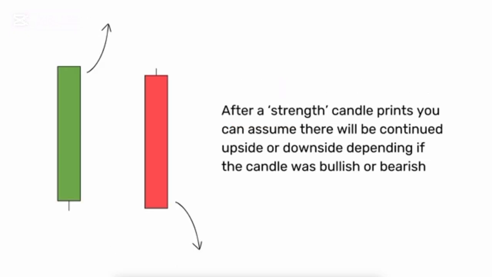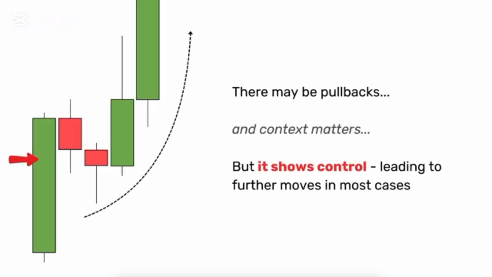And after a strength candle like this prints, you can assume there will generally be continued upside or downside, depending on if the candle was bullish or bearish. Now there will be pullbacks, and of course context matters, which we'll get into soon, but ultimately it shows control, leading to further moves in that direction in most cases.